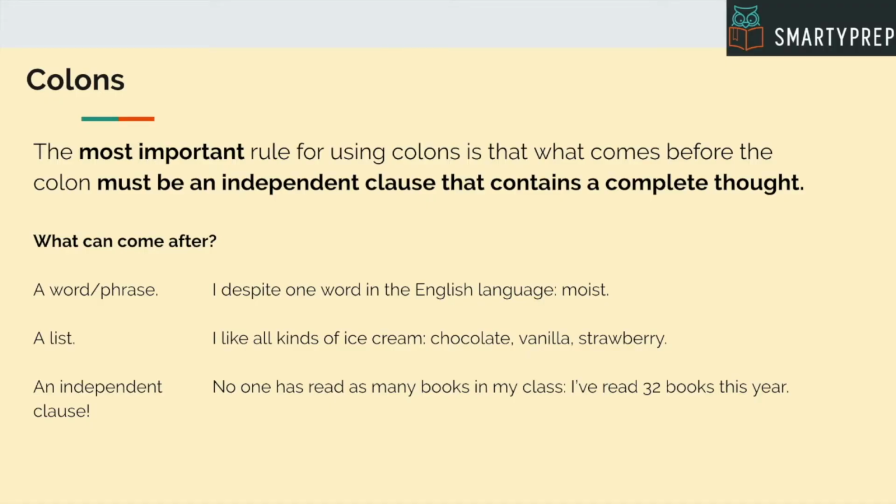The most important rule for using colons is that what comes before the colon must be an independent clause or a complete thought. What comes after doesn't matter as much, but usually what you'll have is a word or a phrase, a list, or even an independent clause. So if you are aware of how to use periods and semicolons, where you need two independent clauses on either side of each punctuation mark, colons are different. They offer more flexibility. But the primary thing, again, is just that there's an independent clause before the colon.